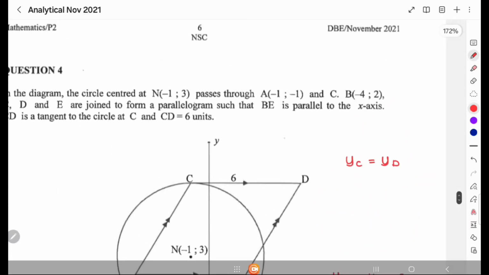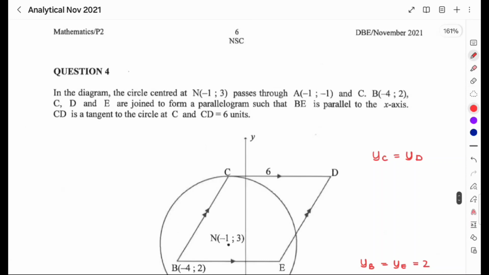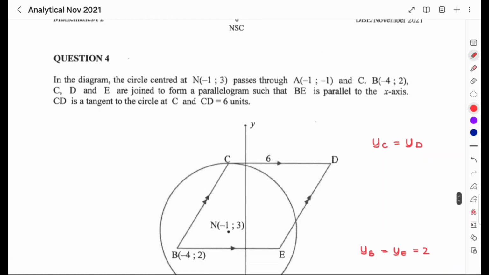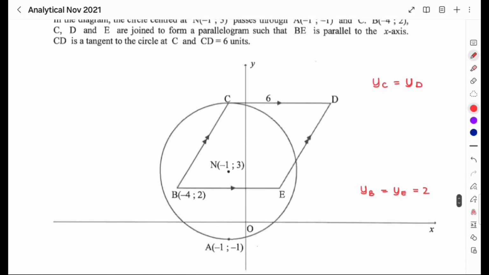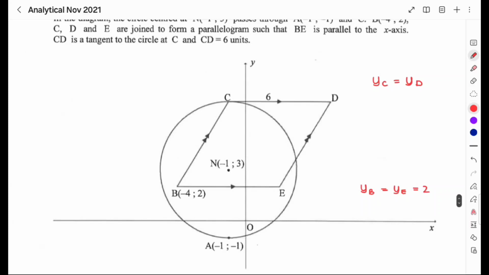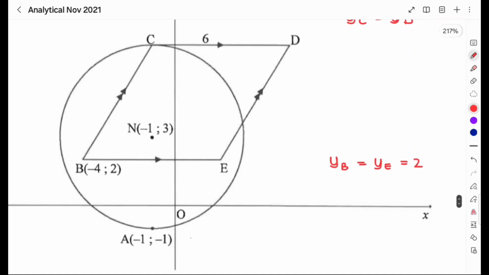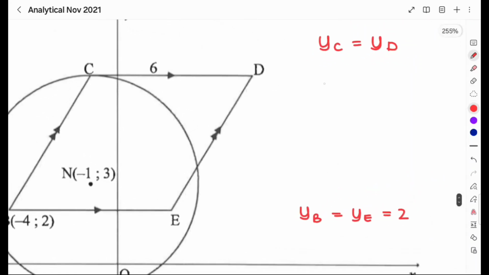Now, let us continue. So it states, CD is a tangent to the circle at C, and CD is 6 units. Now, if CD is 6 units, we know that opposite sides of a parallelogram are equal. That means that BE is also 6 units. So let's make a note of this. CD is equal to BE is equal to 6 units.